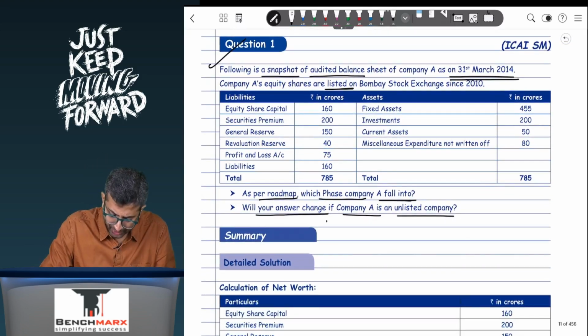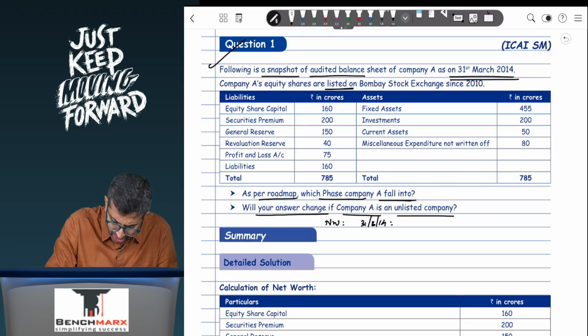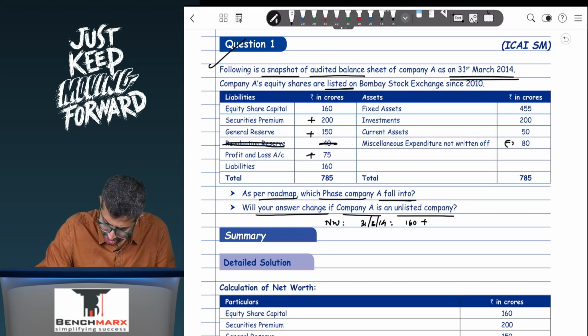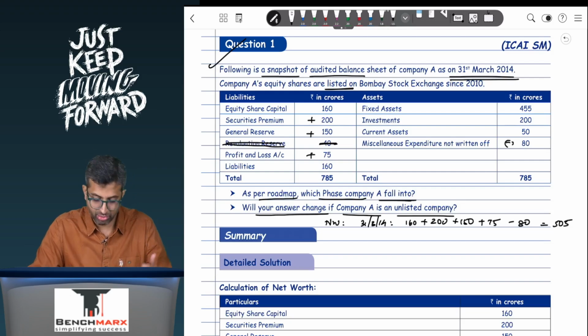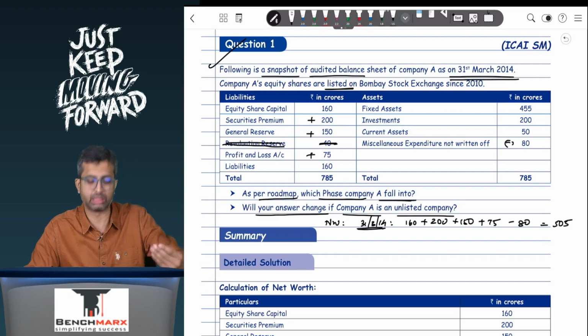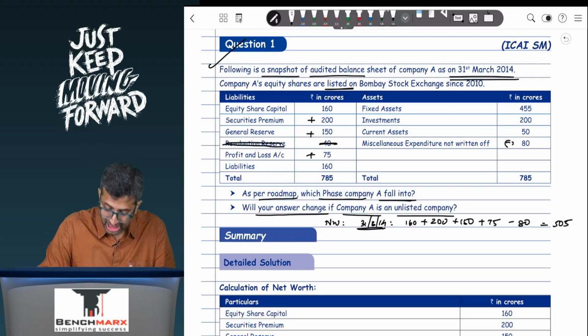Well, for that you need to find the net worth on 31st March 2014. So when I look at net worth, equity share capital plus securities premium plus general reserve, well, revaluation reserve we don't take, plus profit and loss, liabilities also we don't take, and minus fictitious assets. So basically this is 160 plus 200 plus 150 plus 75 minus 80, and hence this will come to 505. Now if the net worth on 31st March 14 is greater than 500 crores, Ind AS becomes applicable.